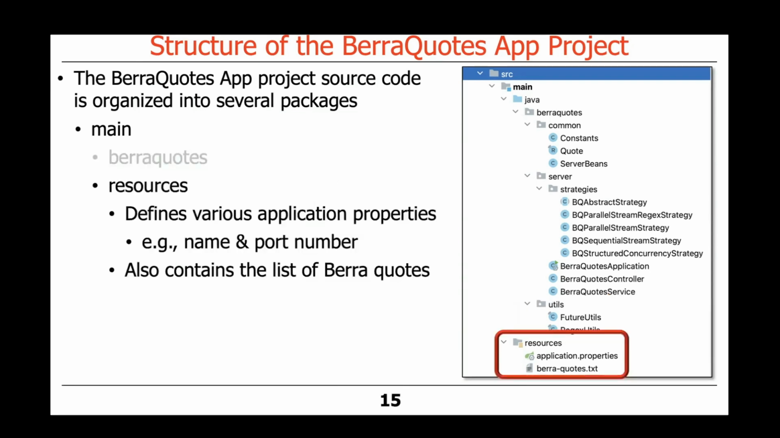And then the final piece is another folder called resources, which has a file that defines various application properties, like what's the name of this application. It's obviously BerraQuotes, and what's the port number that it's going to listen on to receive requests from the client. There are many other ways of doing this. This is a very simple way of doing it just to get us started. This resources folder or package also contains the list of Yogi Berra quotes as a text file.